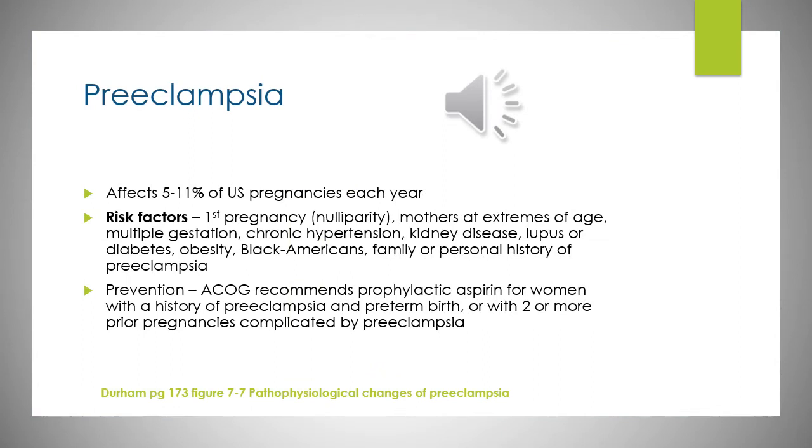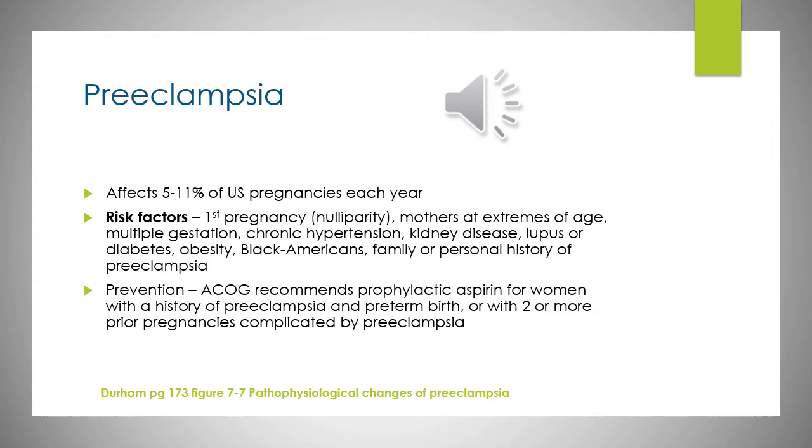Preeclampsia affects 5 to 8% of U.S. pregnancies every year. And there's no consensus on the etiology of preeclampsia. It is a major cause of perinatal death, though. It's also commonly associated with intrauterine growth restriction in the fetus.